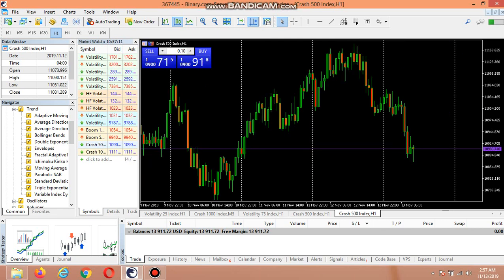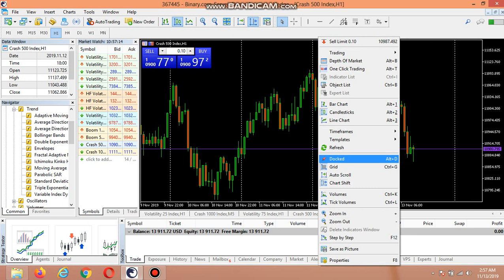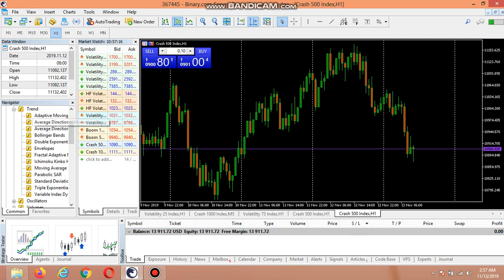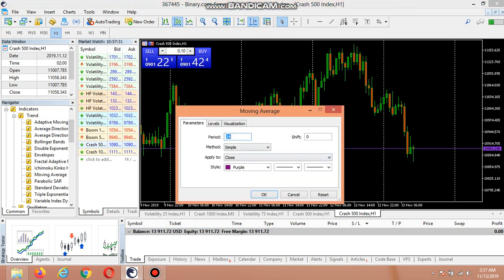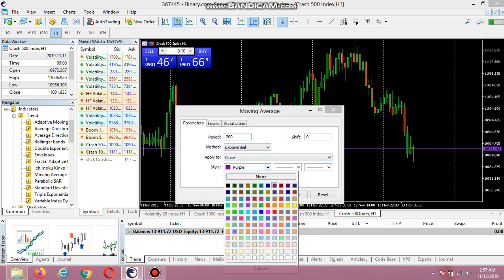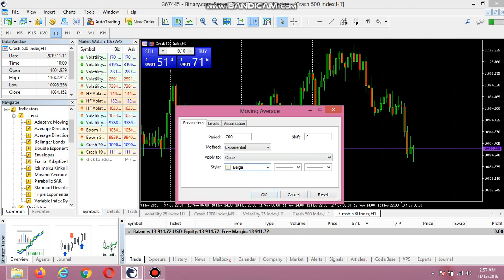So the first thing you do is add some indicators. We'll just put a moving average. Let's put the 200 moving average. The method is exponential, shift is 0, apply to close. I'll just choose the color white.